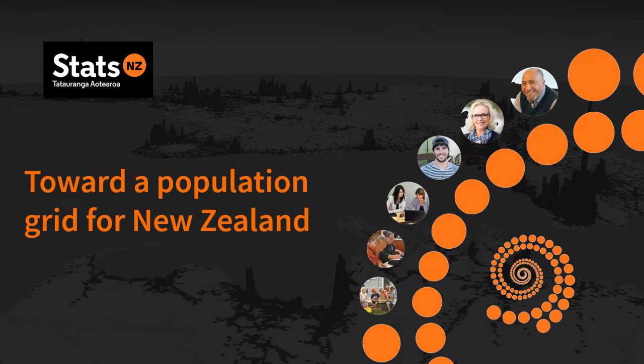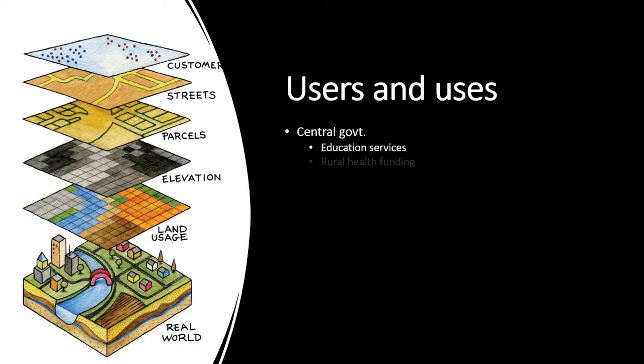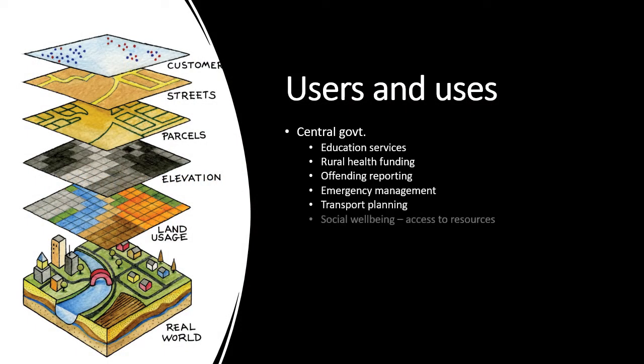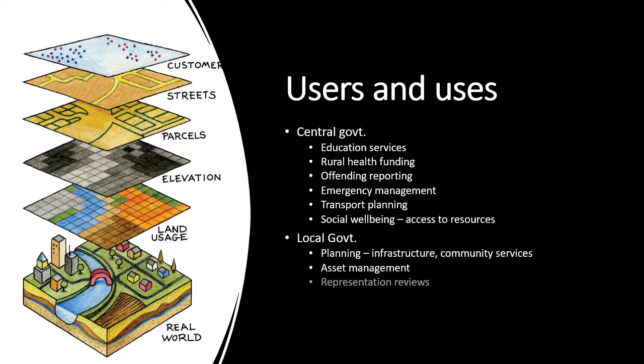This is because back in 2015 we asked users of our statistical geographies whether they would use a population grid and got an overwhelmingly positive response. Now we're working towards adding grids to our statistical standard for geographic areas. Here's a list of all the types of organisations that said yes to population grids back in 2015.